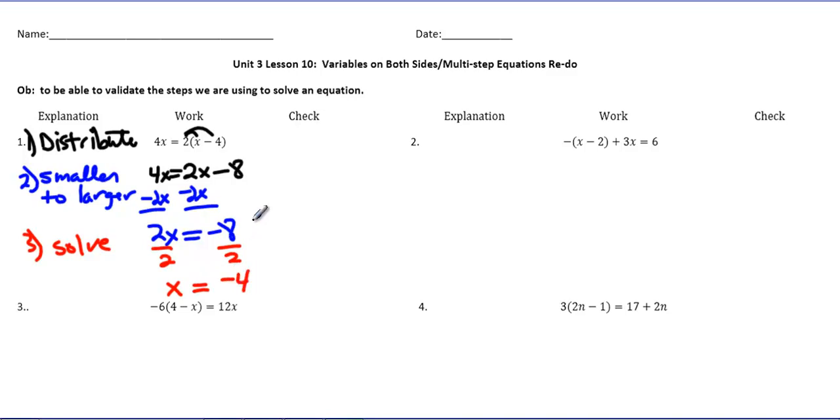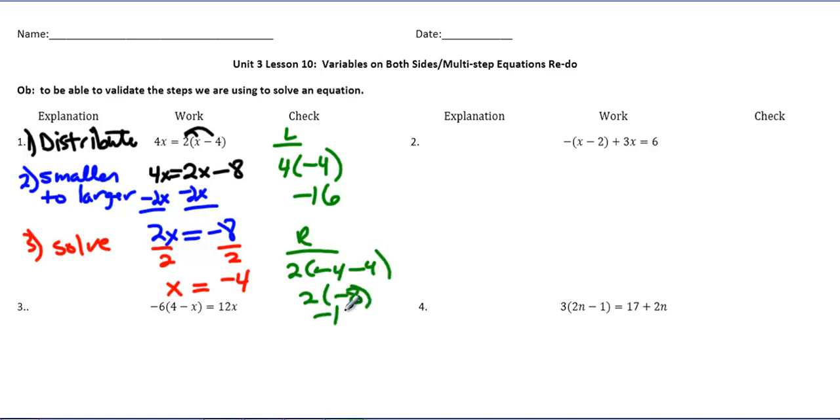Now, I'm going to check my answer. Checking my answer, I'm going to take negative 4 and plug it in for x on the left side. So this is the left side first. I have 4 times negative 4, and that's negative 16. Now I'm going to check the right side, and that's going to be negative 4 minus 4. Parentheses always come first. That's negative 8, and that's negative 16. Those are the same. I know I did it correctly. Check your work. Let's move on to example 2.